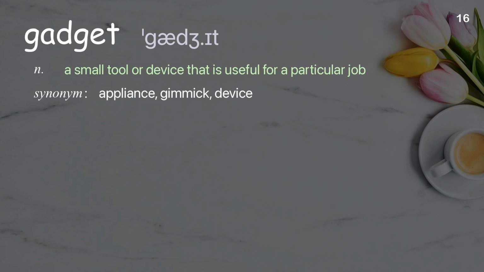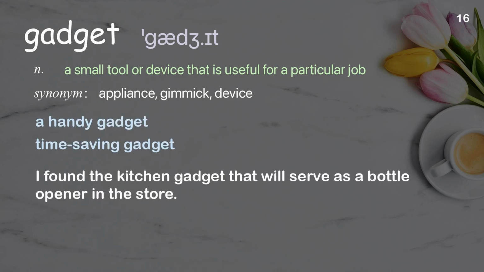Gadget. A small tool or device that is useful for a particular job. Examples: A handy gadget. Time-saving gadget. I found the kitchen gadget that will serve as a bottle opener in the store.